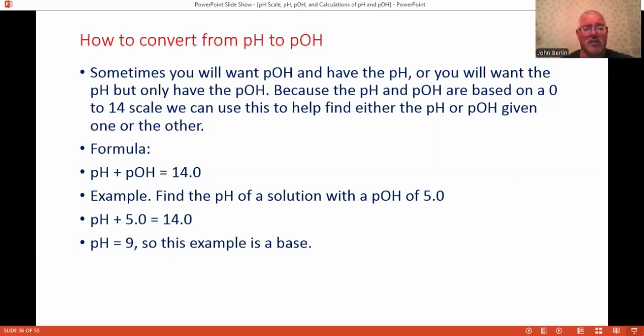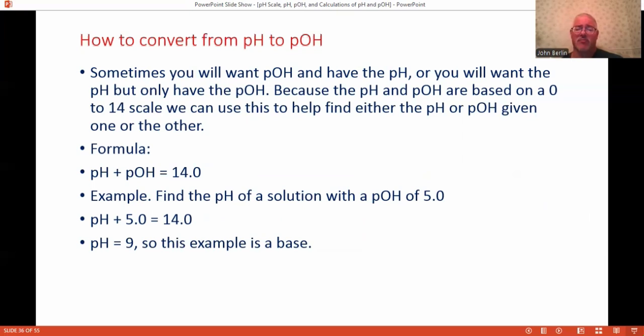Once again, how can we distinguish between the two? Well, there's a very interesting relationship between the two. The pH plus the pOH equals a total of 14. Remember, the scale was 0 to 14. So pH plus pOH equals 14. Makes it simple. We have an example where pOH is 5. You want to know what the pH is? Well, pH plus 5 equals 14. Subtract 5 from both sides, and you end up with pH equals 9. So it's actually a base.